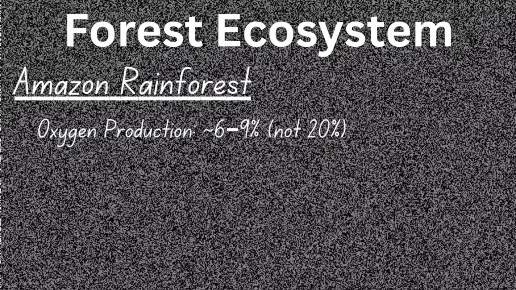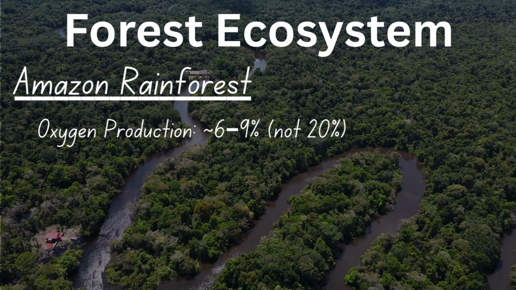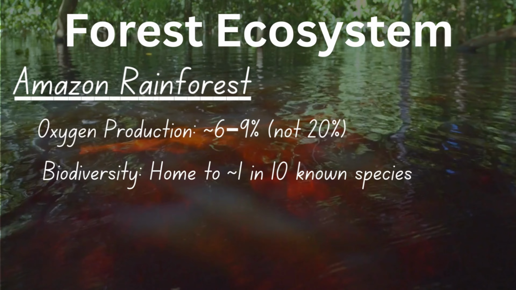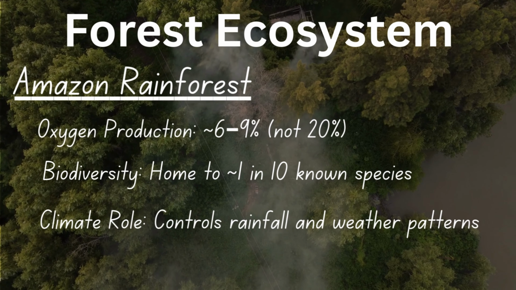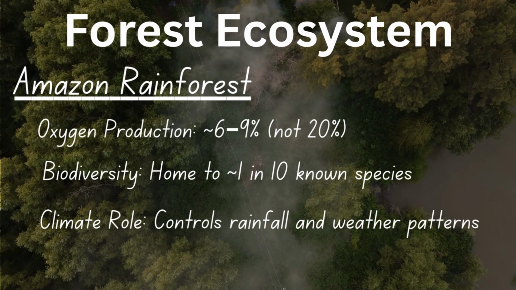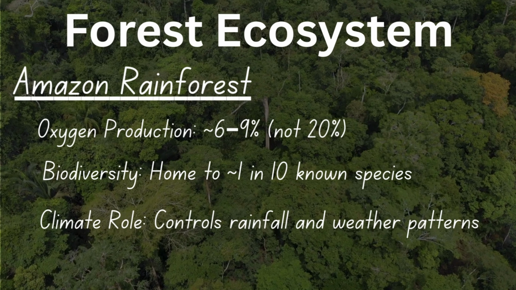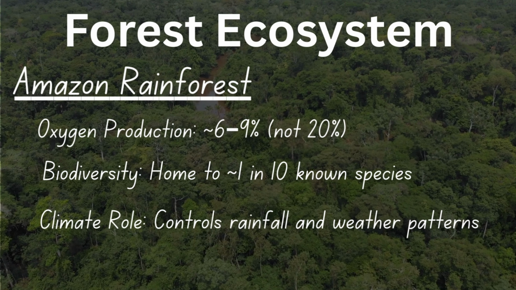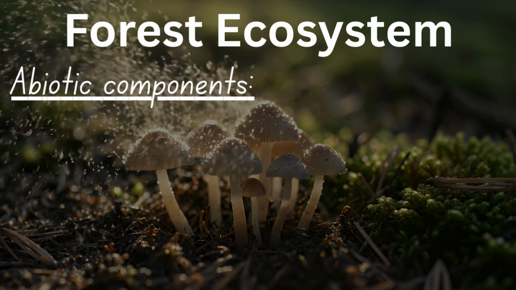But here's the interesting part. The Amazon is still one of the most important places on Earth. It's home to nearly 1 in every 10 species we know. That means the level of biodiversity there is just unbelievable. And another amazing fact, the Amazon plays a massive role in controlling climate and rainfall patterns, not just for South America, but for many other regions too. So yes, even without the exaggerated oxygen claim, the Amazon rainforest remains one of the most powerful and life-supporting ecosystems on the planet. Now let's move on to the abiotic components of the forest ecosystem.